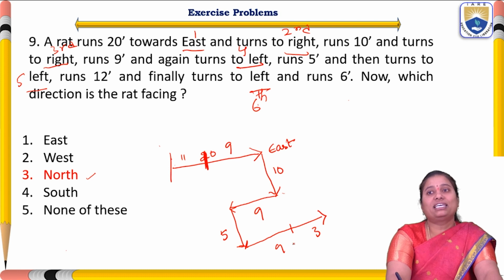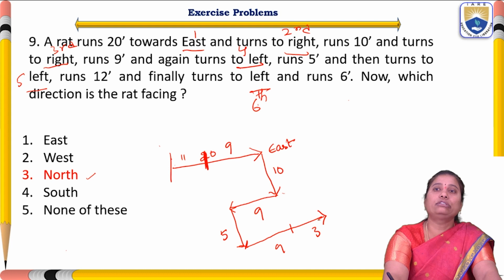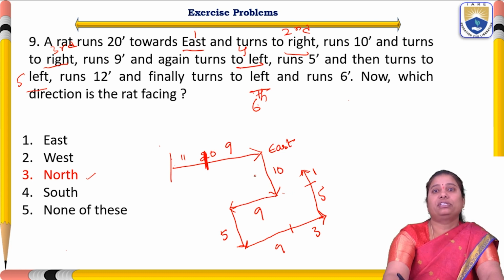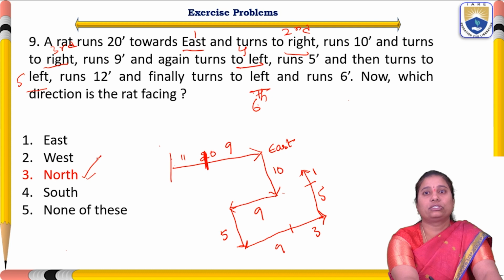And finally it turns left. Now it is in the east direction, and turning to the left means it goes in the south direction. It goes 6. So parallelly it is 5, and more than this one, you can draw up to here. It is parallelly 5 plus 1. Now, which direction is the rat facing? North direction.